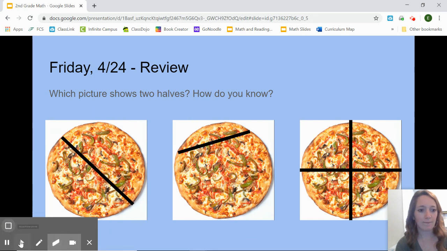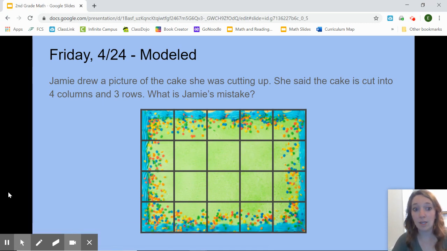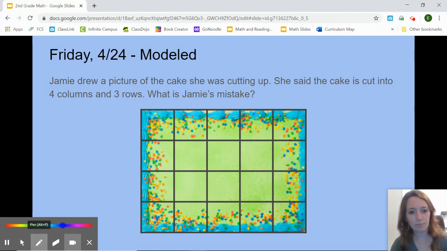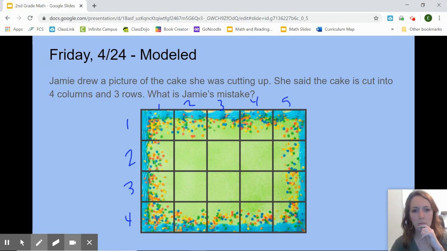Awesome. Time for modeled. Jamie drew a picture of the cake she was cutting up. She said the cake is cut into 4 columns and 3 rows. What is Jamie's mistake? Well, first I'm going to figure out how many actual rows and columns there are. I'm going to count the rows first. 1, 2, 3, 4. And 1, 2, 3, 4, 5 columns. So I know that it's 4 rows and 5 columns.